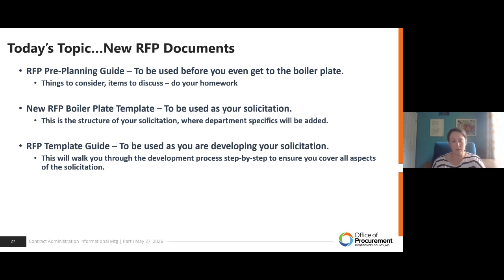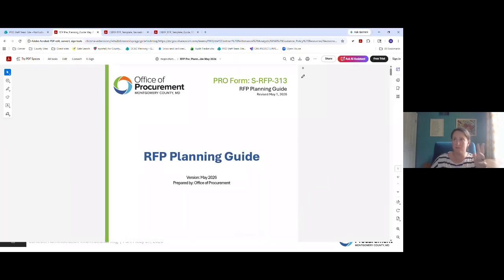And then you've got the RFP template guide. It's supposed to be used as you're developing your solicitation. So it literally walks you through step-by-step: here's this area in the RFP. This is what it means. This is what you have to consider. This is what you have to do, the type of information you have to have in there, the things you need to make sure you cover, etc. So that's just a very quick, brief overview because I'm not working through this presentation for the details. I'm going to be jumping into the actual documents. So that being said, here we go.